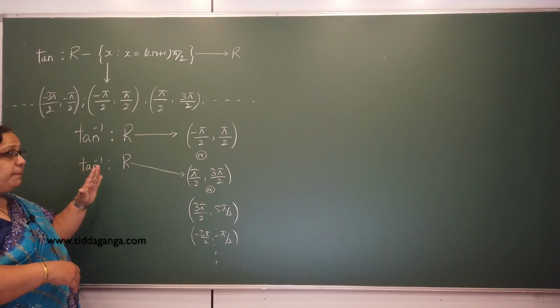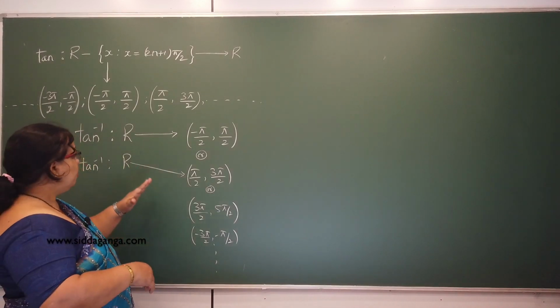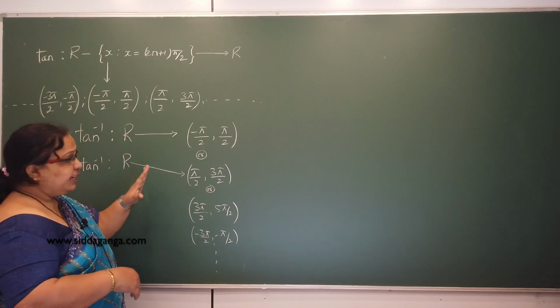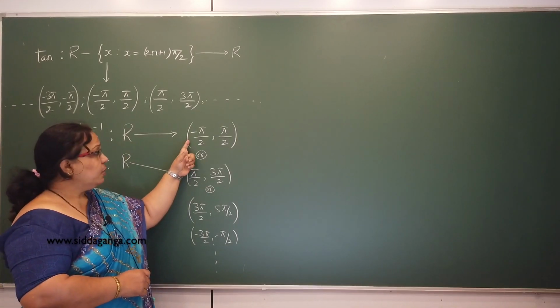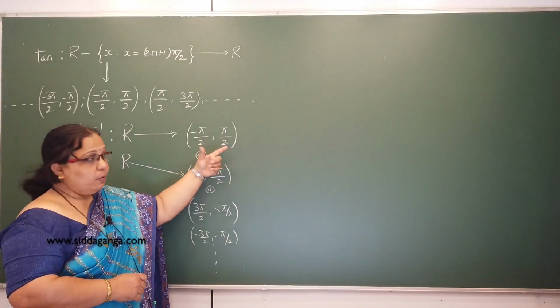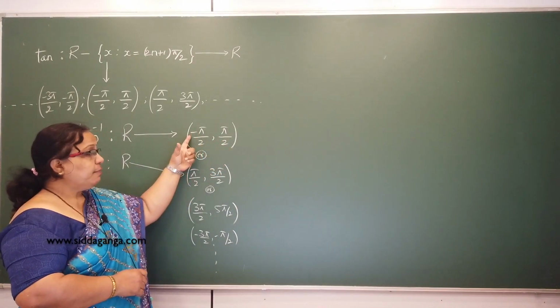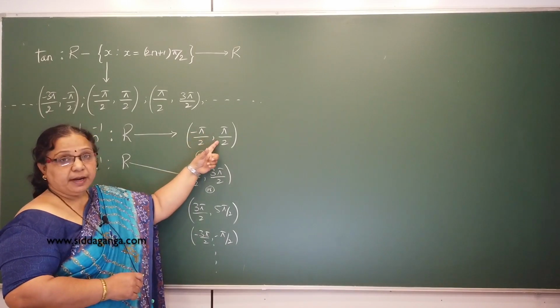Therefore, the principal value branch range for the tan inverse function is taken as the open interval minus pi by 2 comma plus pi by 2.